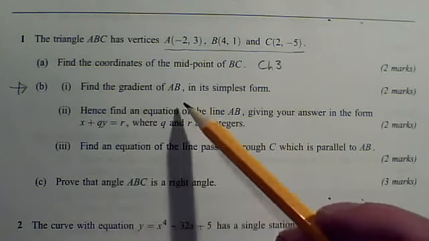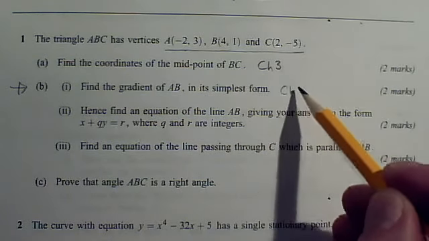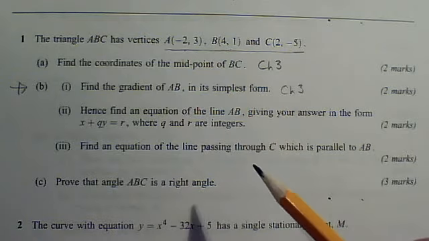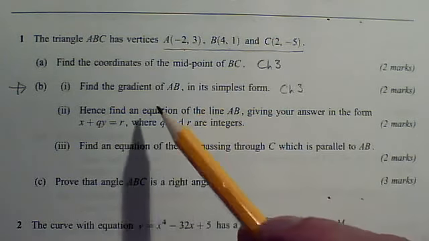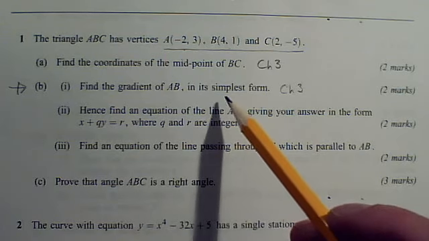Find the gradient of AB in its simplest form. So there's A, there's B. Once again, I think it's the third method in Chapter 3. Either draw a diagram or do 2 subtractions correctly and calculate the gradient of AB. In its simplest form means you are expected to cancel down the fraction.